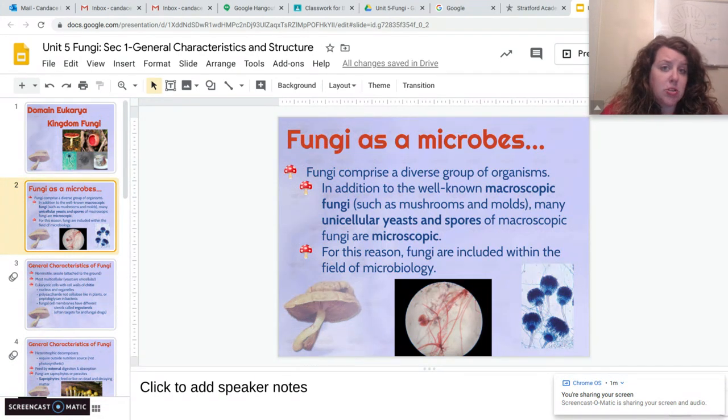Okay, so there are macroscopic mushrooms and smuts and rust and all that fun stuff. But the majority of the organisms' structures for reproduction are microscopic, and there's one microscopic cell, which is yeast.